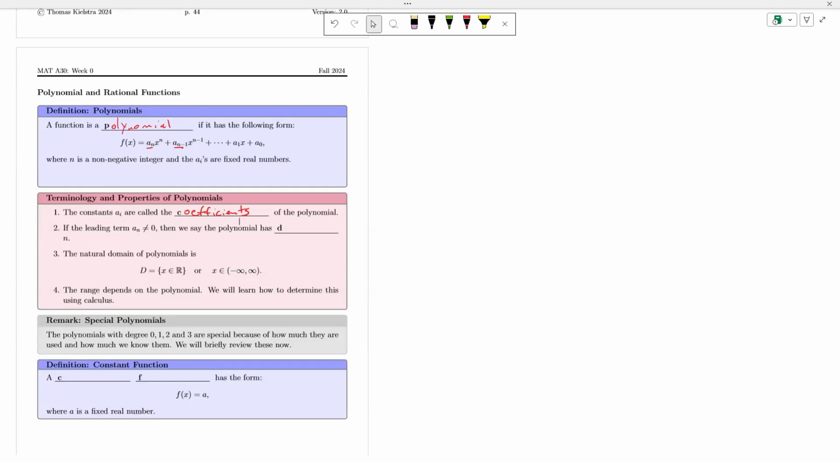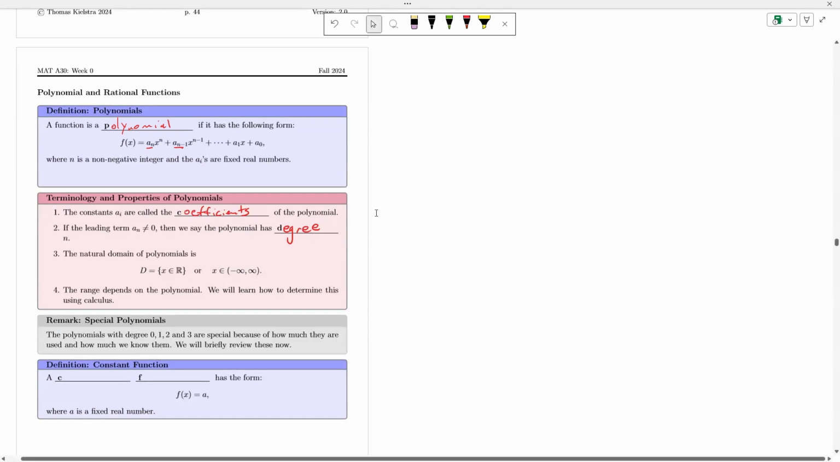If the leading term, a_n, does not equal 0, meaning that this is not a 0, then we say the polynomial has degree n. And the natural domain of the polynomials is all the real numbers, meaning that there's no domain restriction. Now, the range of the polynomial depends on the different polynomials. Now, we will learn how to determine this using calculus.